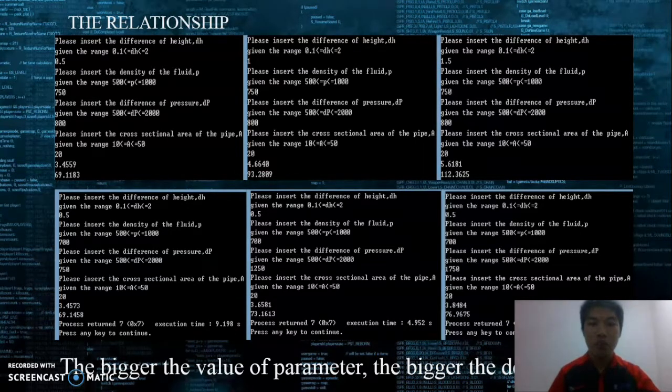Okay, the second one will be the change in pressure. As we can see, the change in pressure is from 750 until 1250 and then 1750. It increases gradually. So the output result, the velocity of the liquid and the volume flow rate, will also increase gradually. That means these two parameters are directly proportional to both volume flow rate and velocity.